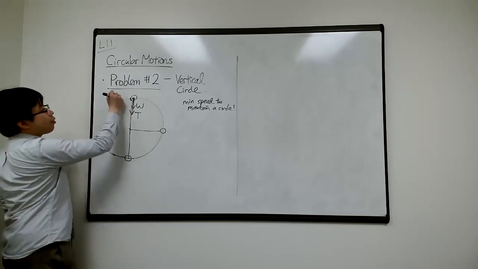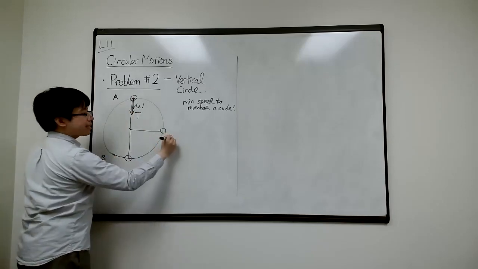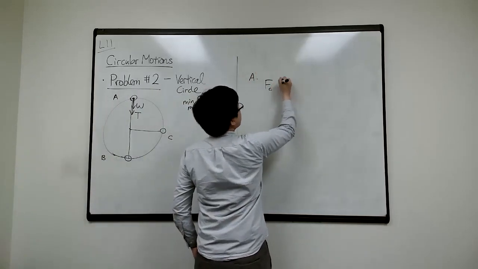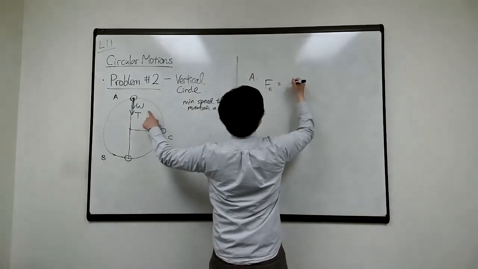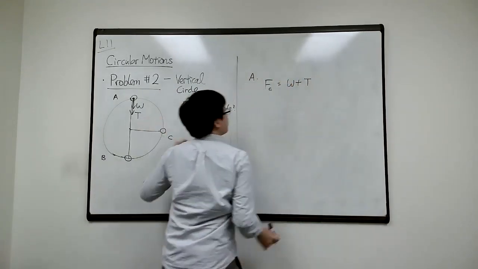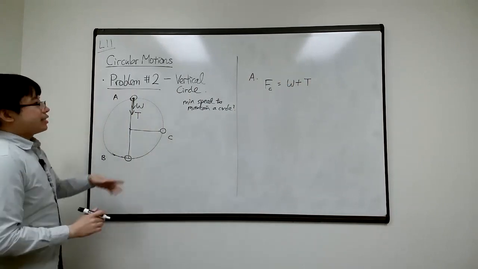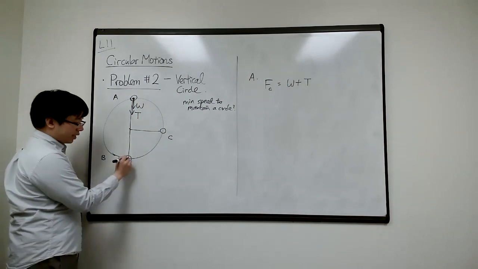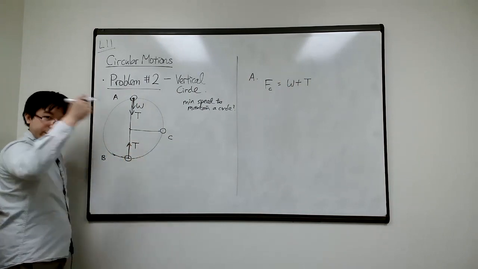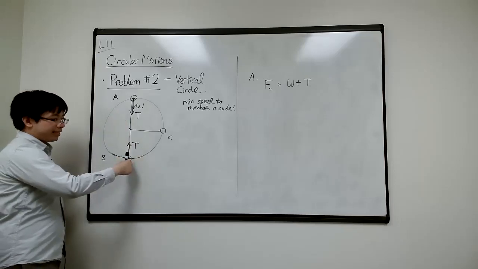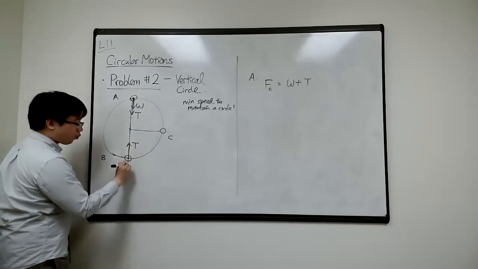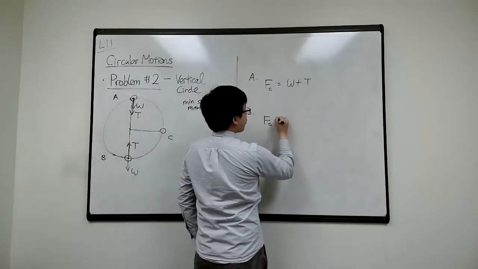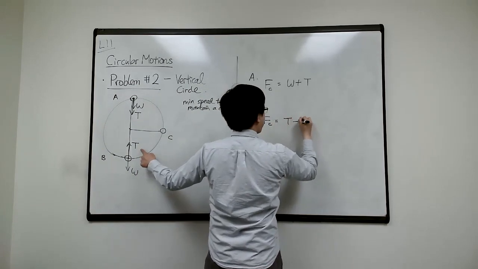So let's call this point A, point B, and point C. Right? At point A, all the centripetal force is actually W plus T. Okay. So now if you contrast that with point B, what is the tension? Well, the tension is up, right? When you swing the rope, at the bottom is where the tension is largest, but the weight is going down. So at point B, the centripetal force is actually T minus W, right?